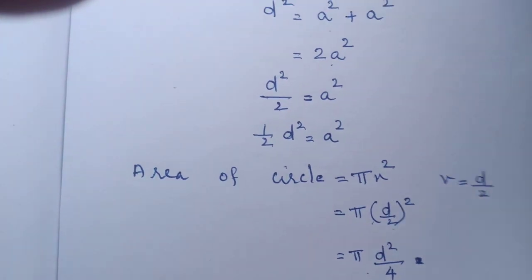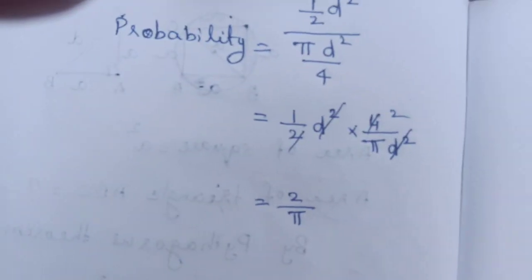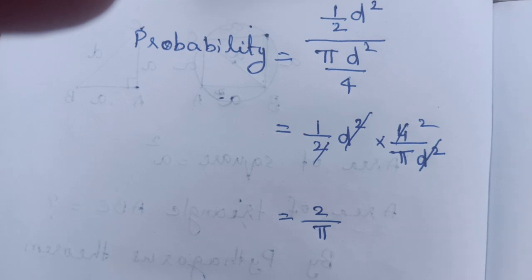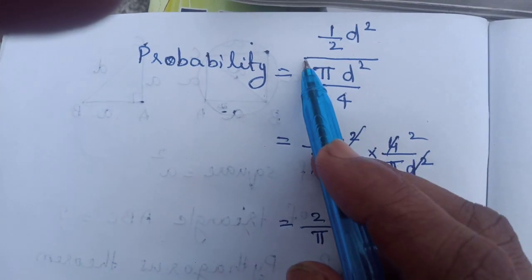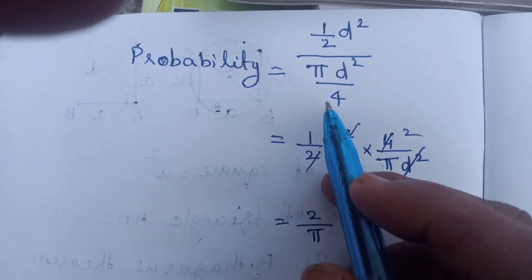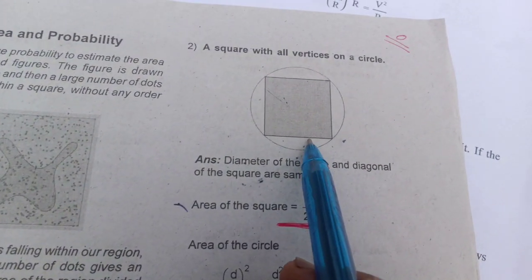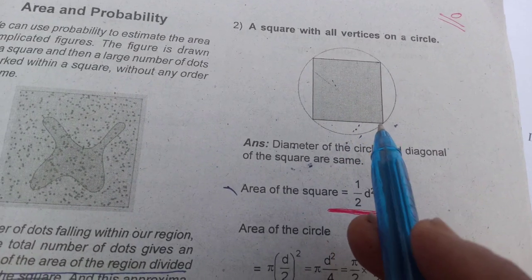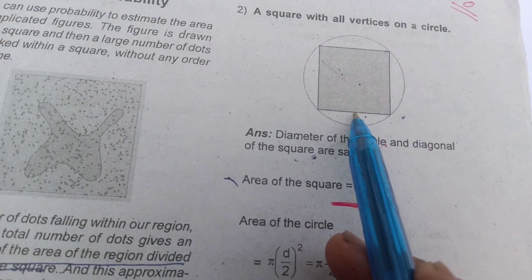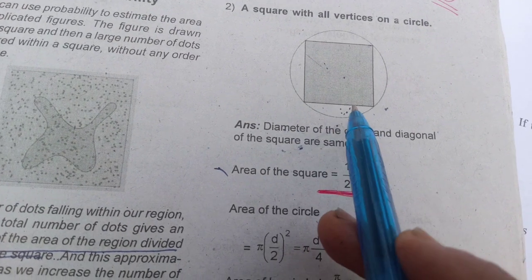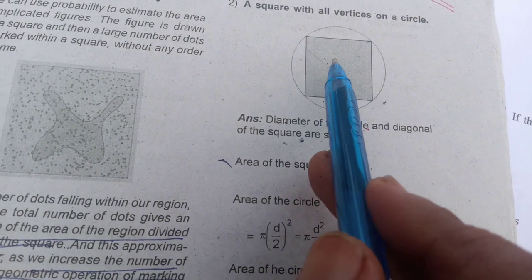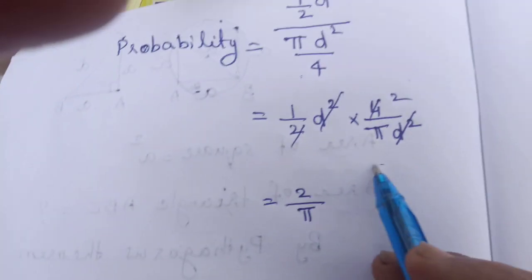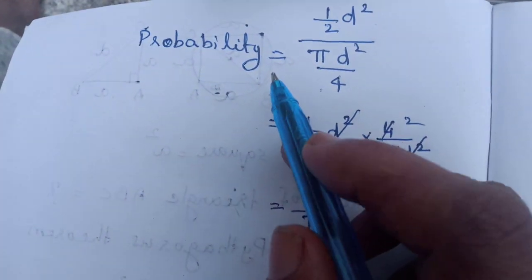Next we have to find the probability of a square with all vertices on a circle. For that, outside our figure is the circle and inside our figure is the square. As denominator we put the area of the circle, and as numerator we put the area of the square. Like that, every problem we do this way to get probability.